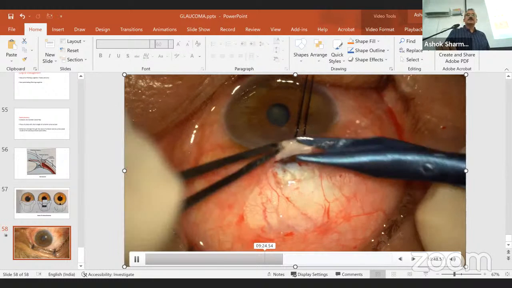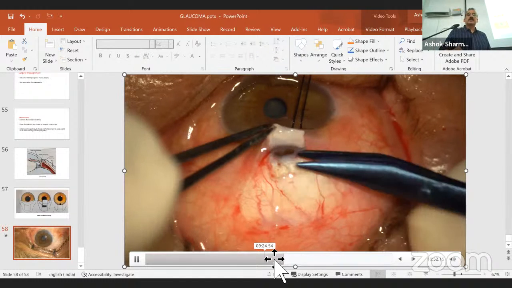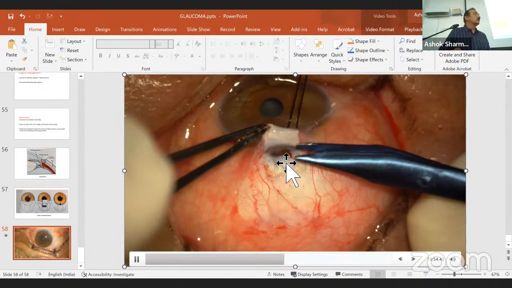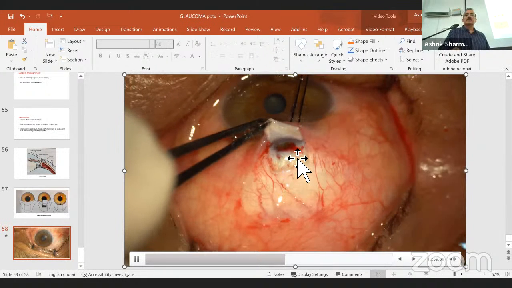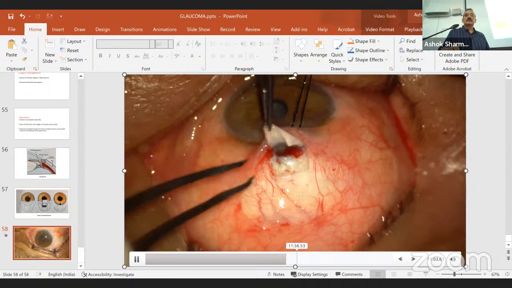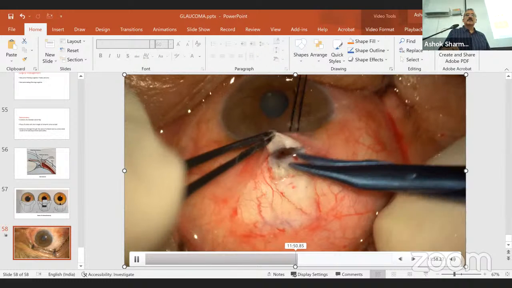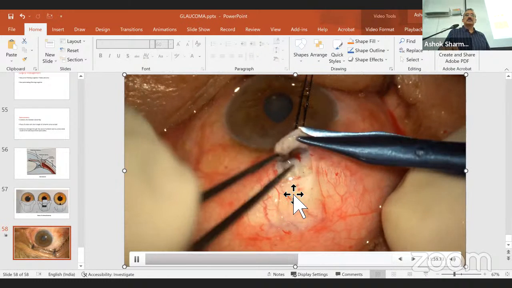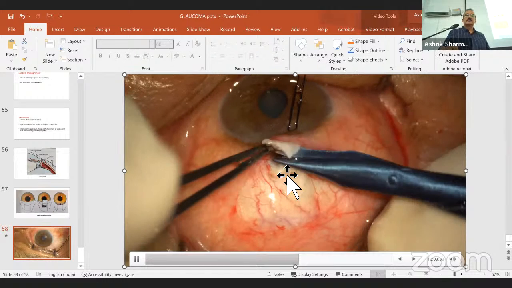Once I complete this process, iris should come out. So it means I have not done it yet. Iris has started coming out. Right? You can see. I've done the iridectomy also. Yeah, this is iridectomy being done.